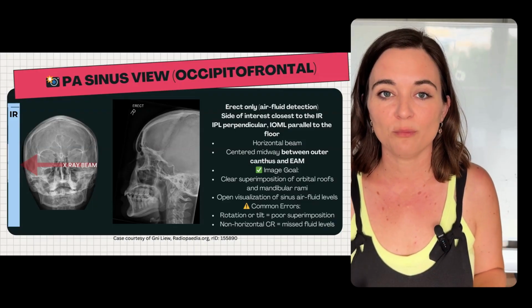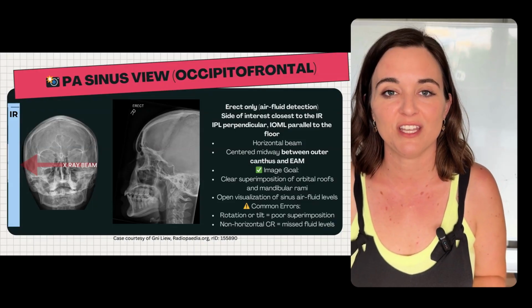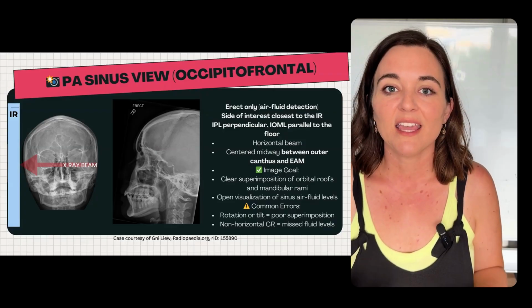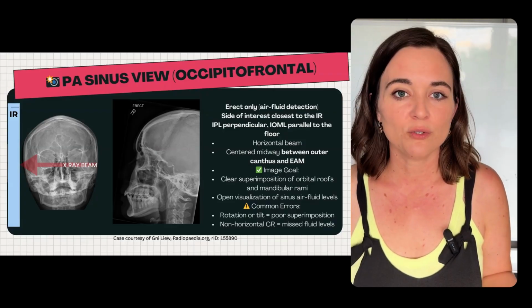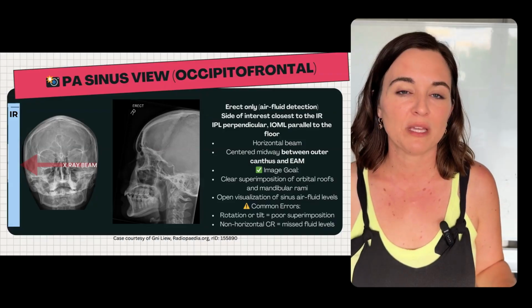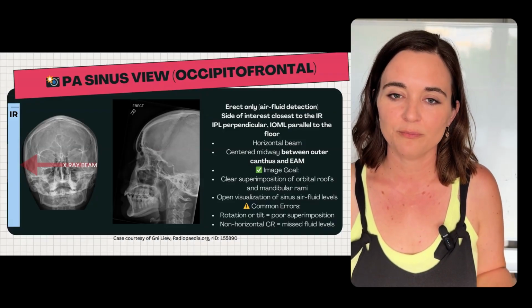Always use a horizontal beam for sinus views. It's crucial to differentiate between mucosal thickening and true fluid levels. A tilted or non-horizontal beam can mask or mimic pathology, so keep it level and upright whenever possible.